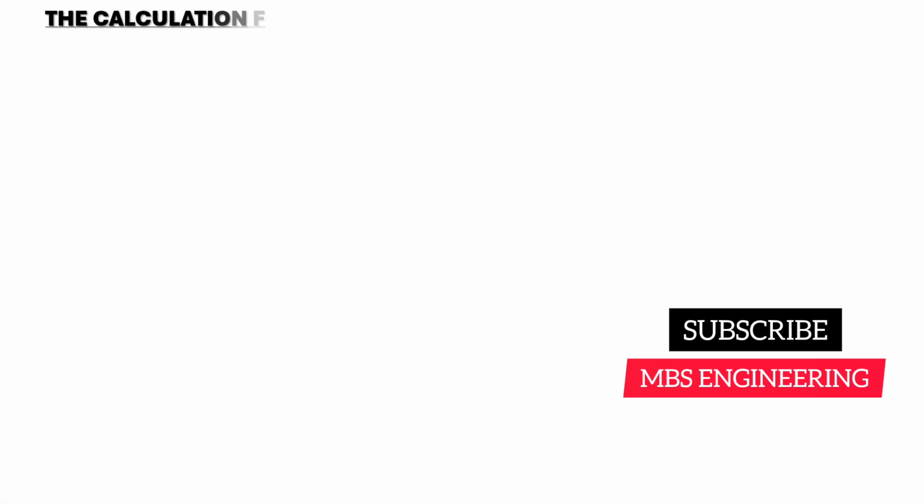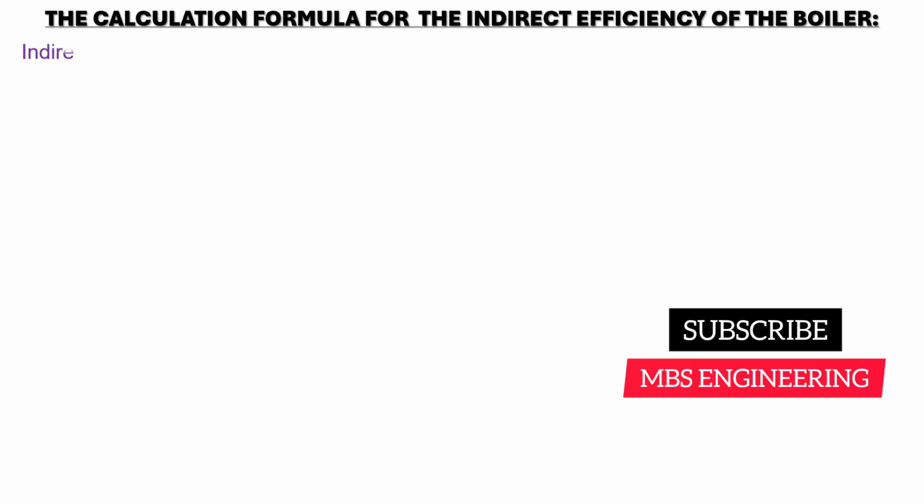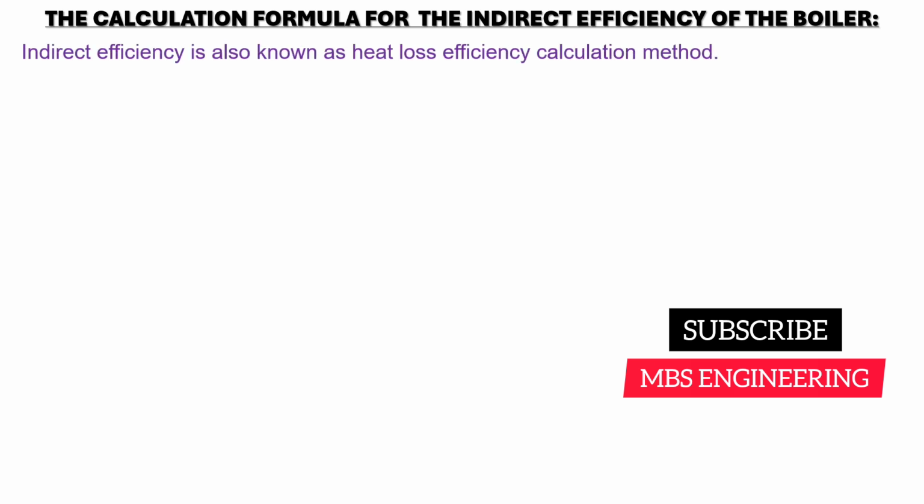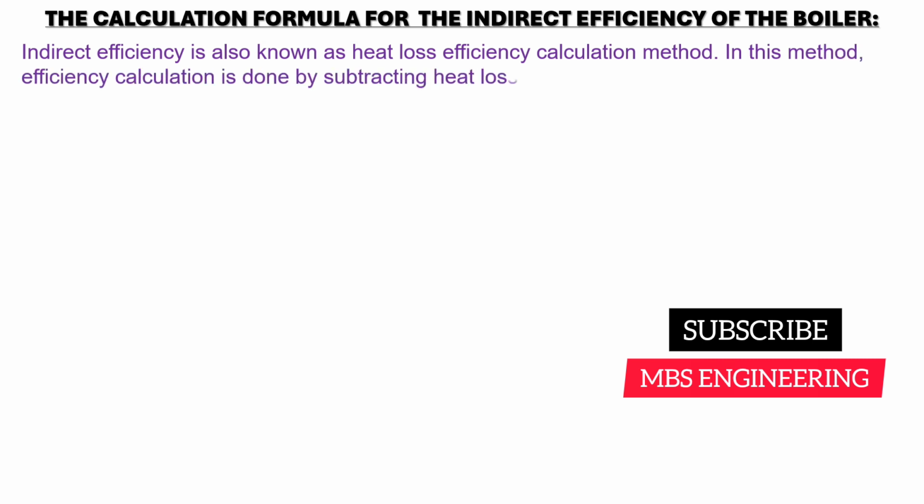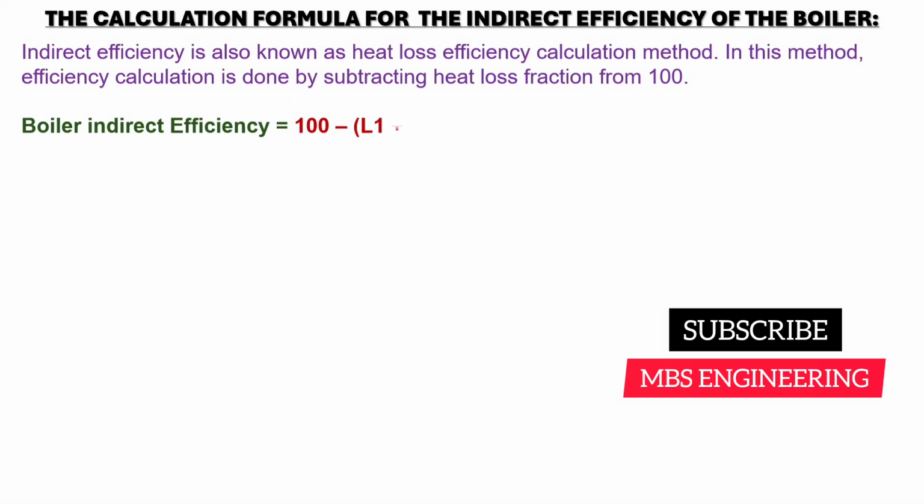Let's now understand the formula for calculating boiler efficiency using the indirect method. The boiler indirect efficiency is equal to 100 minus sum of the heat losses like L1 plus L2 plus L3 plus L4 plus L5 plus L6 plus L7 plus L8.